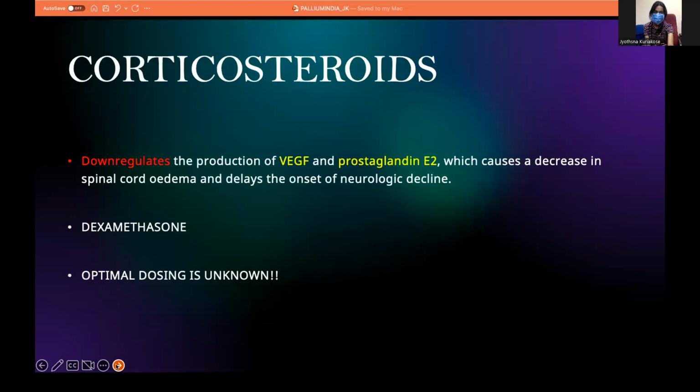So what is the exact mechanism of corticosteroids? They downregulate the production of vascular endothelial growth factor and prostaglandin E2. Hence, they decrease the spinal cord edema and delay the onset of neurological decline. The steroid of choice is dexamethasone because it has the least mineralocorticoid action. As for optimal dosing, there is no high quality evidence showing what dosing is optimal in the initiation of corticosteroids in spinal cord compression.